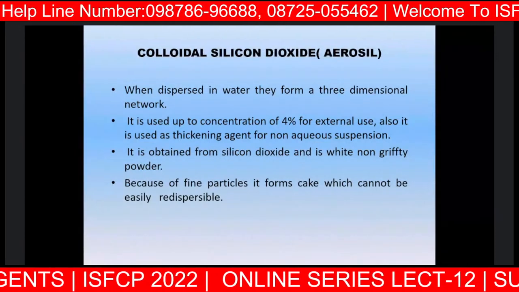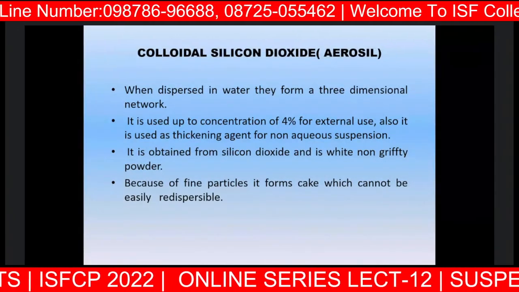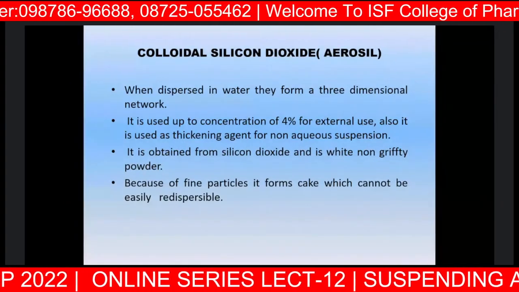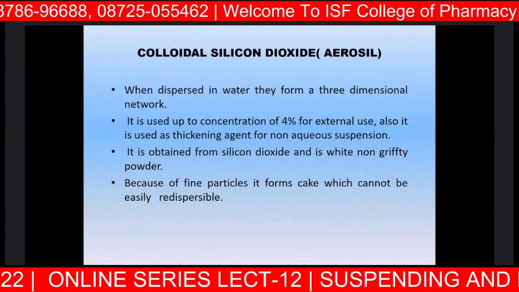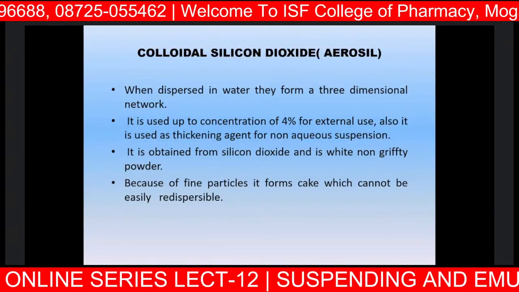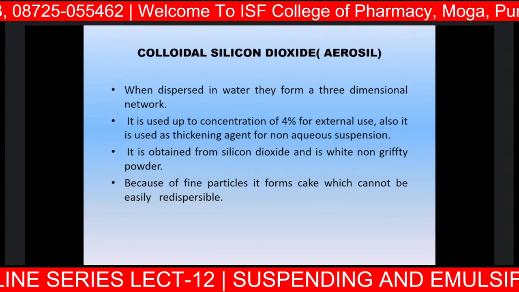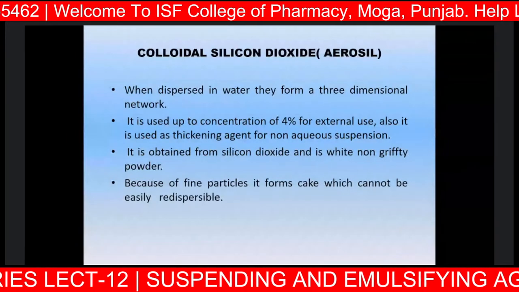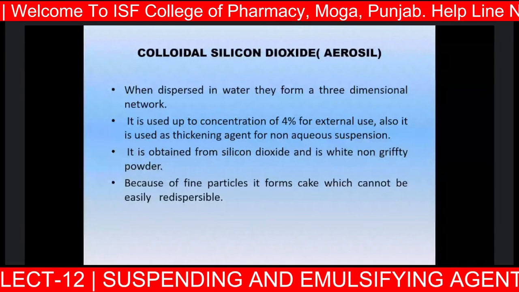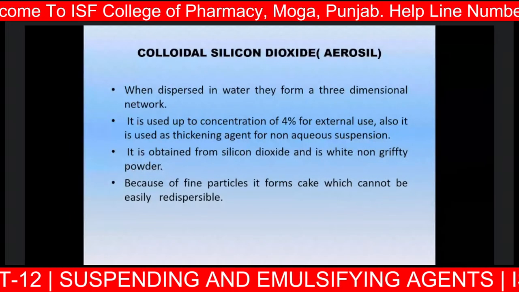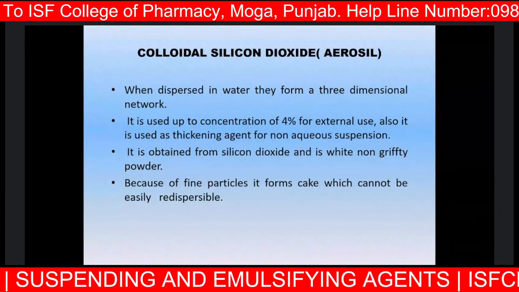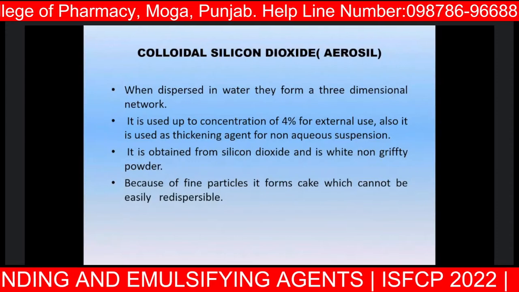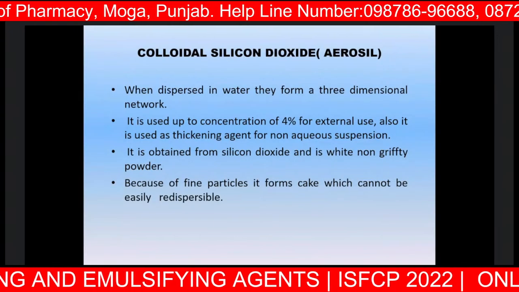When dispersed in water, they form a three-dimensional network. It is used up to a concentration of 4% for external use, or is obtained as powder. Because of fine particles, it forms a cake which cannot be easily redispersed. So these are some examples of various suspending agents used to make the suspension and make it stable. Everybody knows about these examples and their properties.